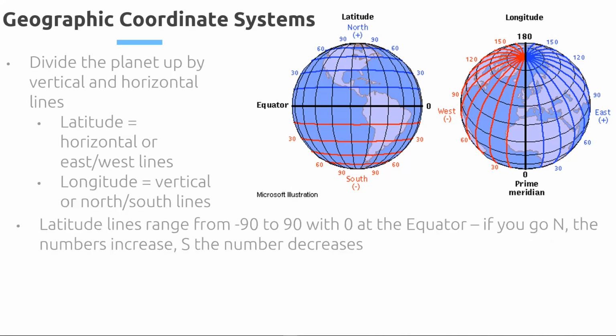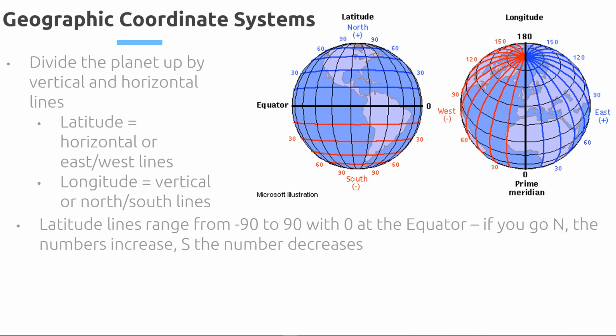And so for latitude lines, they range from -90 to 90 degrees with the 0 located at the equator. So if you go north of the equator, that number will increase. And if you go south of the equator, that number will decrease into the negatives. So basically north of the equator is positive numbers, south of the equator is negative numbers.